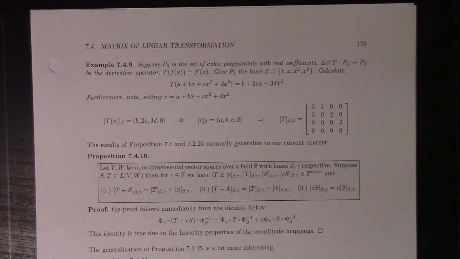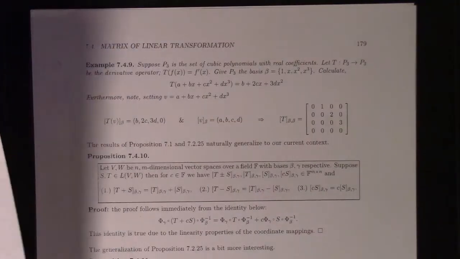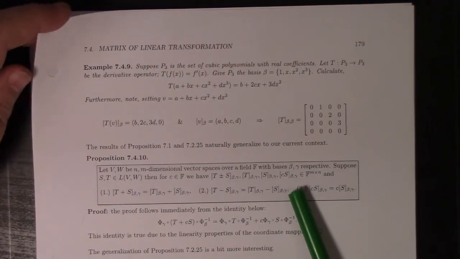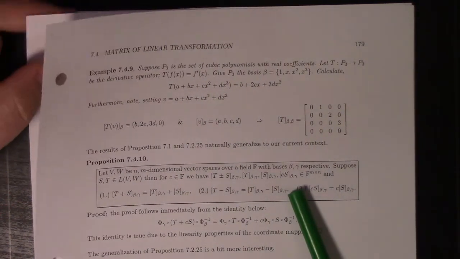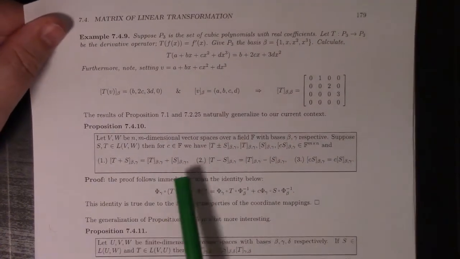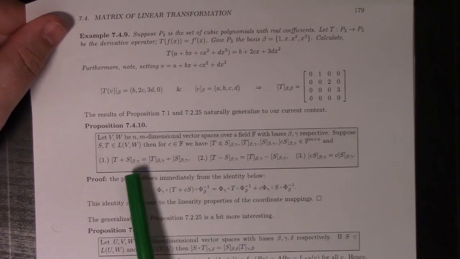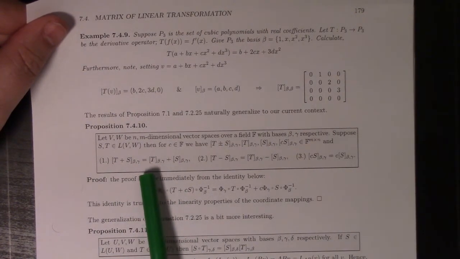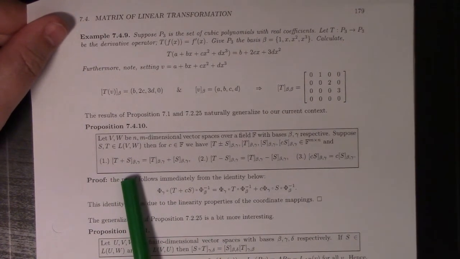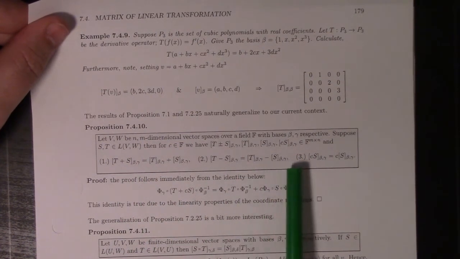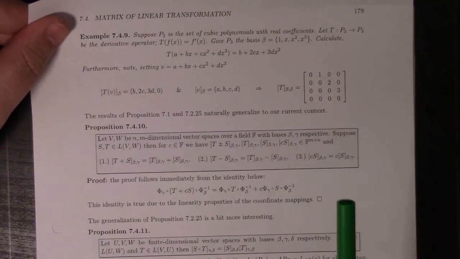We'll do a few more examples in a minute, but since I'm on this page already, here are some properties that continue to be true for the abstract matrix of a linear transformation. Like the matrix of a sum is still the sum of the matrices, and the difference is still the difference. So these are things we had for standard matrices before.